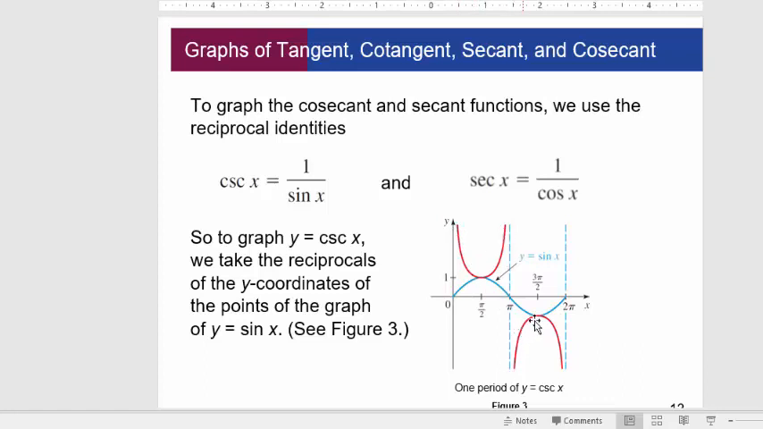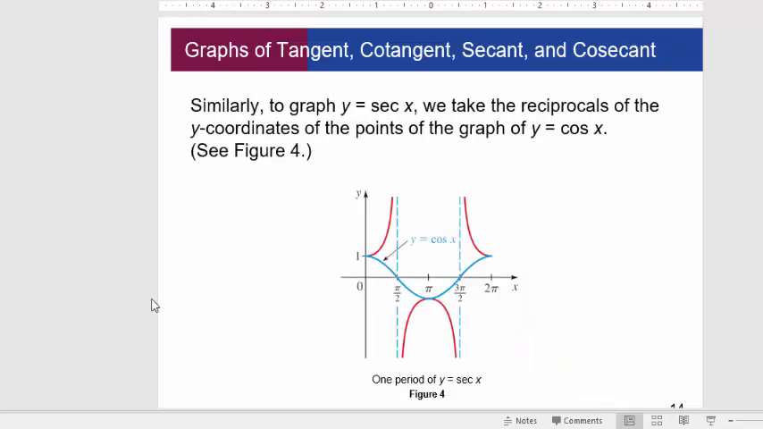So you're just making these little, they kind of look like parabolas, right? These little parabola-shaped things between every 0 and pi, and then pi and 2 pi, and 2 pi and 3 pi, and so on and so forth. So that's all that the cosecant graph is going to look like. And the secant graph is going to look similar, except now the asymptotes are going to occur at the same places where the asymptotes for the tangent occur, right? At pi over 2, 3 pi over 2, 5 pi over 2, and so on, right?